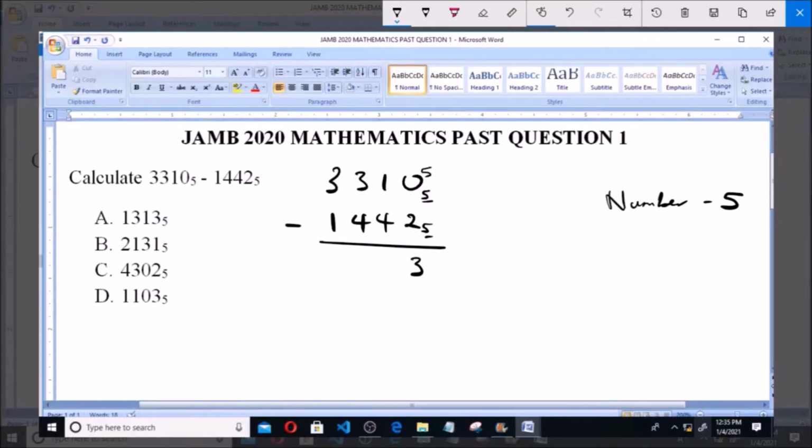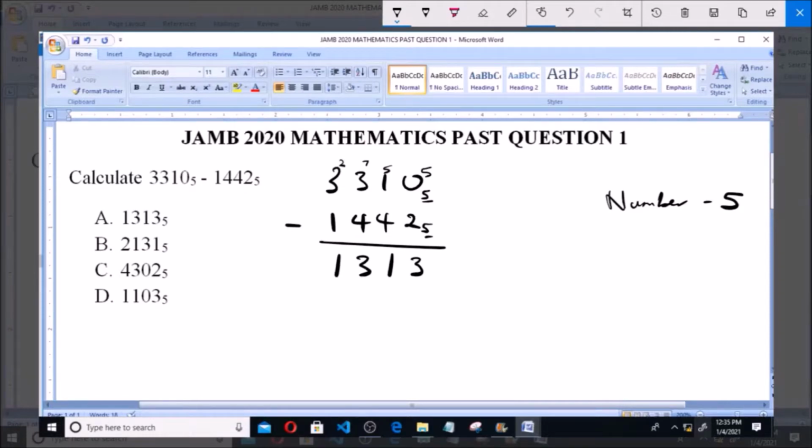Now here is remaining 0. We have to borrow one from here also. Borrow one from here too simply means we are borrowing 5. So we have 5 here. Now 5 minus 4 will give us 1. Now here is remaining 2 also. 2 cannot subtract 4. We borrow also from 3. And borrowing one from 3 is in form of 5. Now 5 plus the 2 here will give us 7. 7 minus 4 will give us 3. Now we are left with 2 here because we borrowed 1. So 2 minus 1 will give us 1.